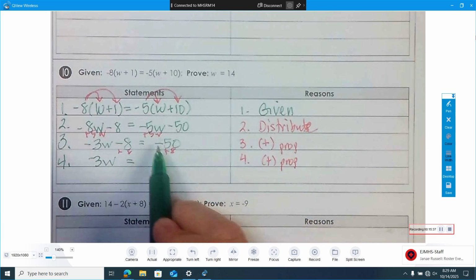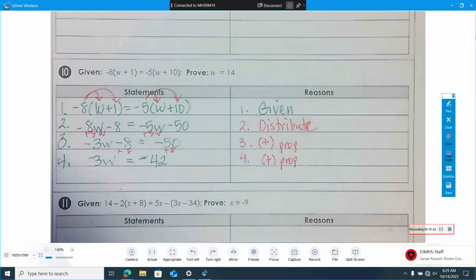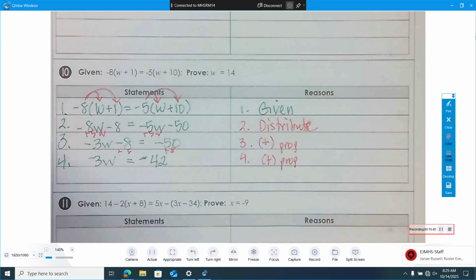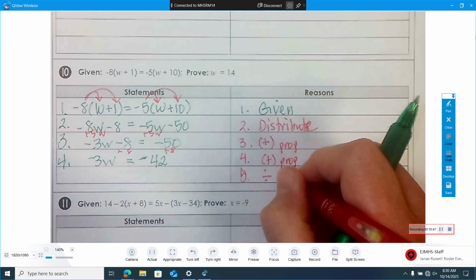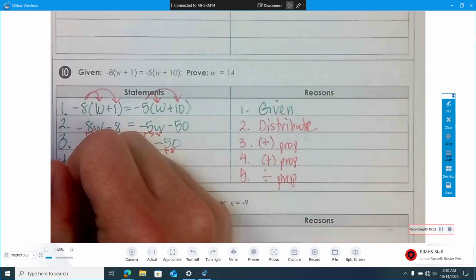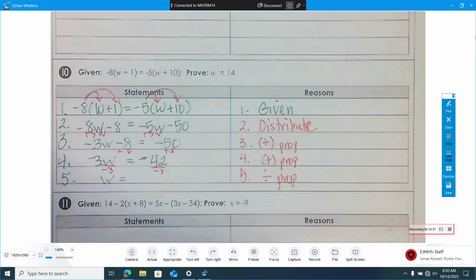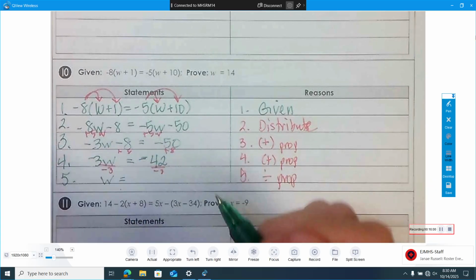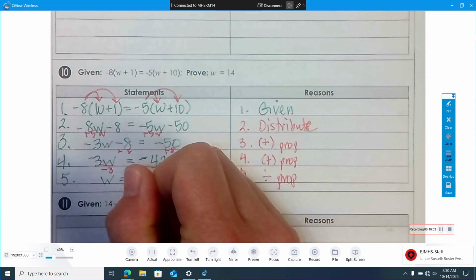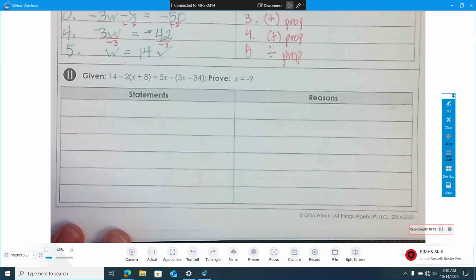Be very careful. We have negatives and we have positives. The negatives are going to win by 42. All right, and then what's the last step? Division property of equality, because we would divide both sides by negative 3, which gives us w is equal to, what's negative divided by negative? Positive. And 42 divided by 3? 14. Hey, that matches perfectly. Good job. Okay. Good so far? Okay, last one.